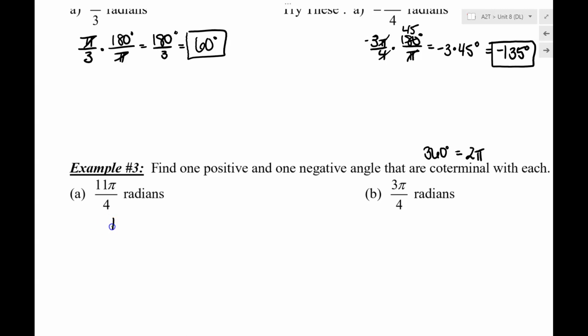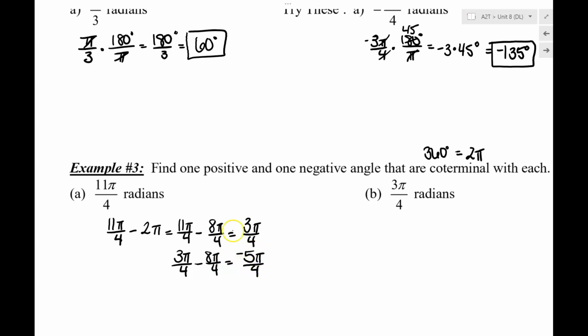Okay, so 11 pi over 4. I'm going to subtract first and see where that takes me, okay? But we need common denominators. So it's 11 pi over 4 minus 8 pi over 4, and that gives me 3 pi over 4. Now I see that that's positive, and I'm asked for 1 positive and 1 negative, so I'm going to use that as my answer. And then I'm going to continue off of 3 pi over 4 and subtract 8 pi over 4, because I know that that's going to give me a negative measurement, in this case, negative 5 pi over 4. There's my 1 positive and 1 negative coterminal angle.